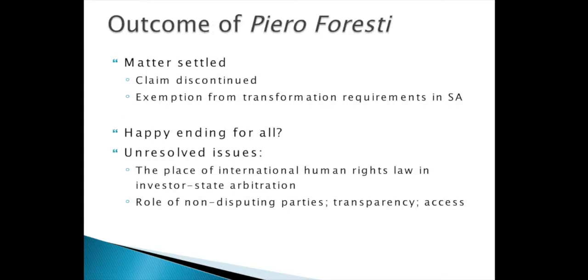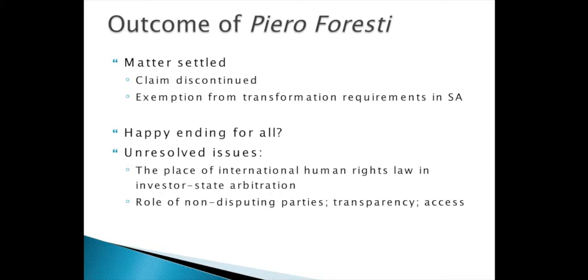So let me come then to how it all played out. In effect, the matter was settled. So there was never a decision on the merits of the matter, although we had got the ruling allowing us in and allowing us to have access to the documents. The terms of the settlement were that the mining companies would seek to discontinue their claim, and the South African government would effectively give the mining companies a partial exemption from the transformation requirements in the new law. So instead of requiring them to change their shareholding, to have shareholding by historically disadvantaged South Africans, the mining companies were to be allowed an alternative of beneficiation. In other words, some industrial investment in South Africa as an alternative to changes in shareholding.